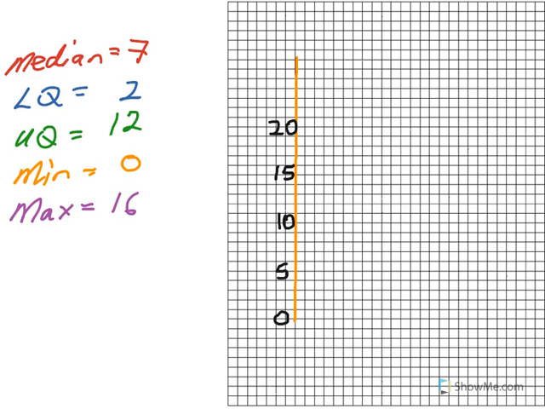So we need to have already calculated the median, the lower quartile, the upper quartile, the minimum and the maximum. So you might need to look back and remember how to find each of those.